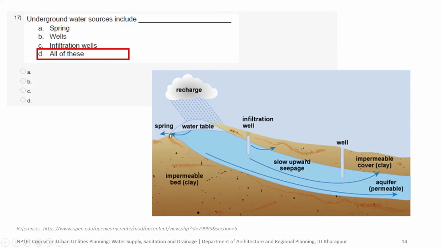A spring is basically a break in the surface which is below the water table, below the level of the water table. Therefore, water starts pouring in. Infiltration wells are wells at the bank of, or very close to the bank of, the river, which need not necessarily go into the water body itself, but can be at the bank of the river, letting in the absorption of water. The other structure is the standard well that we have. All of these are underground water sources.